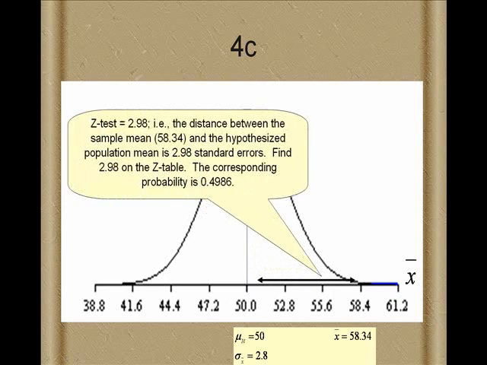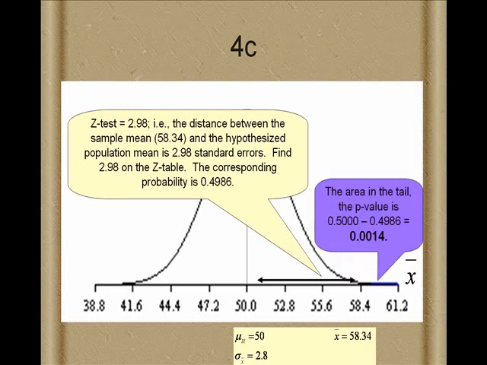From the previous part, we know the z-test is 2.98. That is, the distance between the sample mean, 58.34, and the hypothesized population mean of 50 is 2.98 standard errors. Z is equal to 2.98. So we're going to look that up on the z-table, and the corresponding probability is 0.4986. Again, that's from 50 to 58.34. The p-value is the area out in the tail. So we're going to have to subtract that 0.4986 from 0.5 to get a p-value of 0.0014.